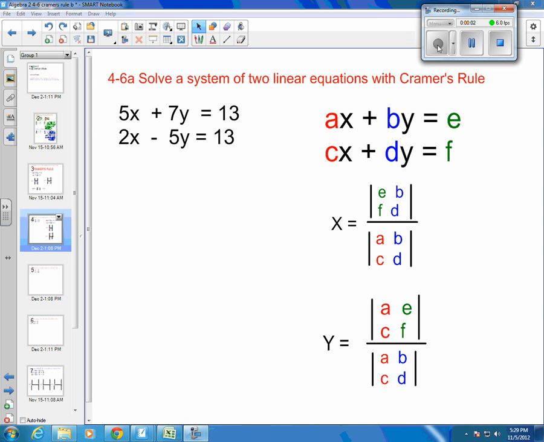Algebra 2, this is Chapter 4, Section 6. This is video 2 of 4 of the series. We're going to use Cramer's rule in this one to solve two equations with two unknowns. The last video showed you where the formulas came from. Now I'm going to actually use them.